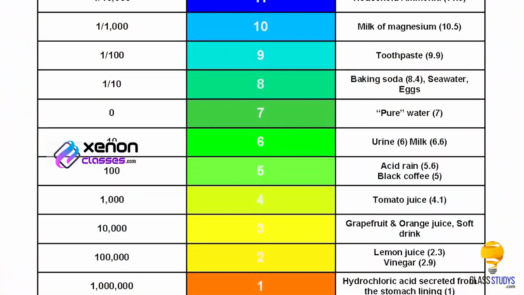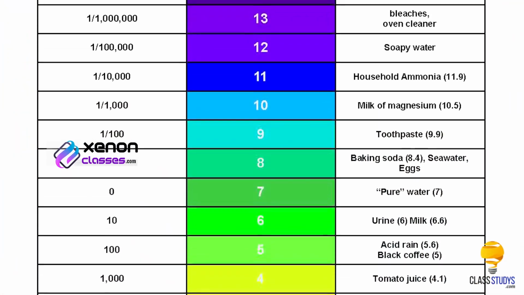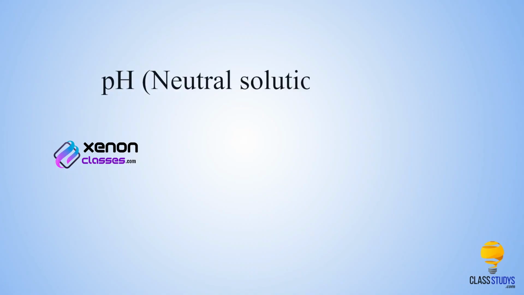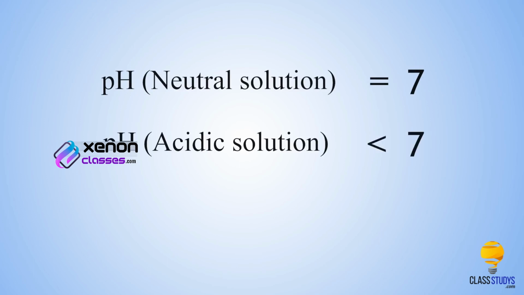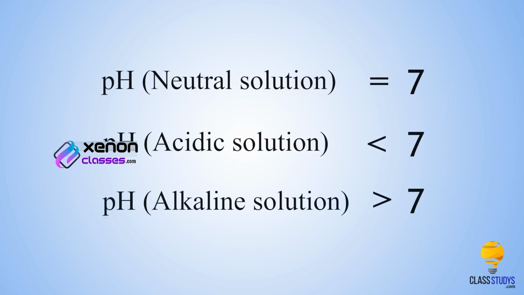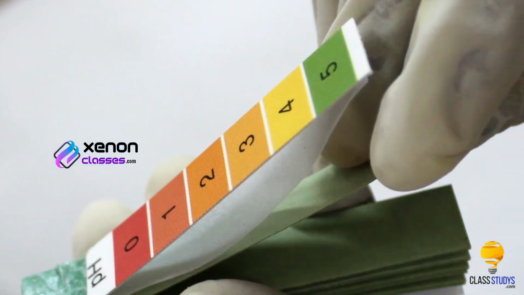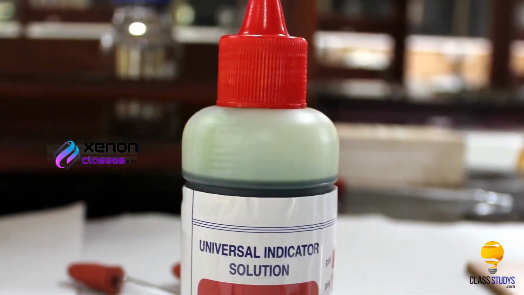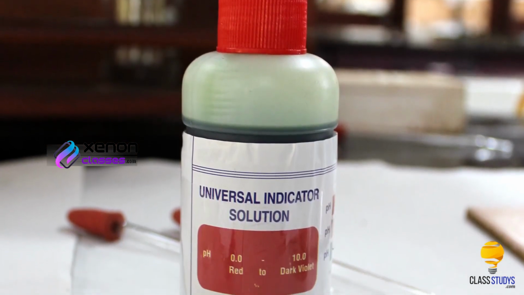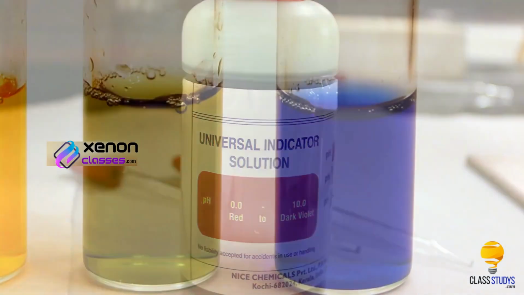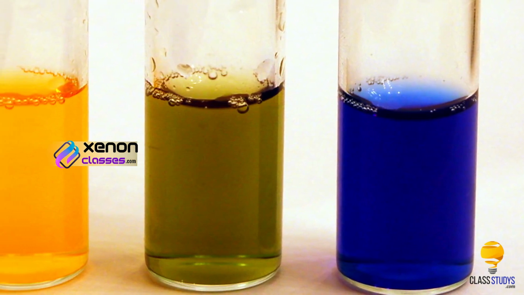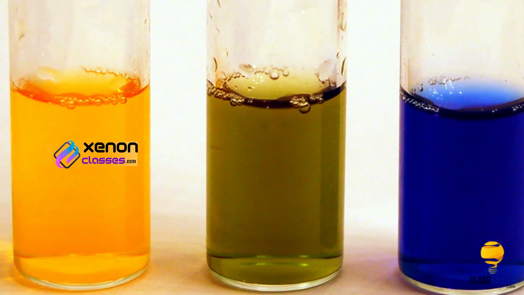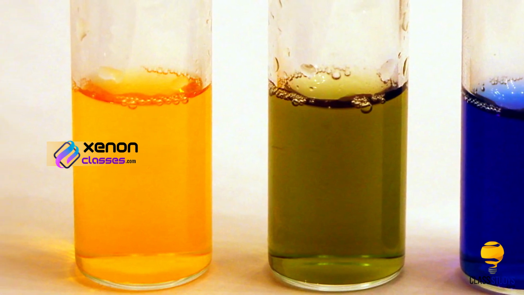pH is measured on a scale of 0 to 14. The pH of a neutral solution is 7, acidic solution is less than 7, and alkaline solution is greater than 7. The pH value of a solution can be determined using a pH paper or universal indicator solution that have a broad range of indicators exhibiting several smooth color changes over a very wide range of pH values.